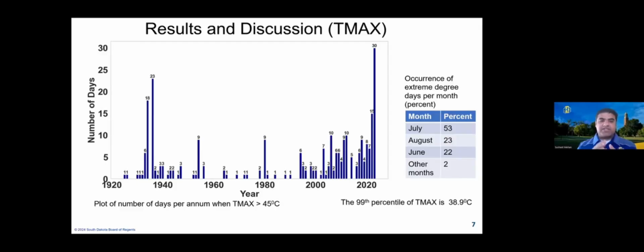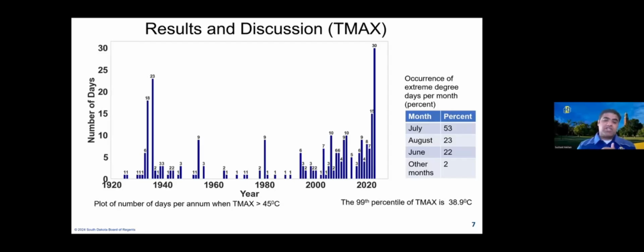Unsurprisingly, extreme temperatures are more frequent during the summer months. 53% of the extreme heat days occur in July, 23% occur in August, 22% occur in June, and only 2% of the extreme heat days occur in other months of the year.